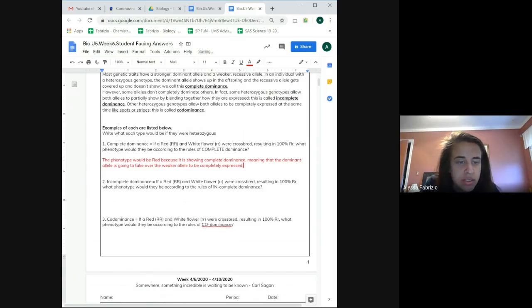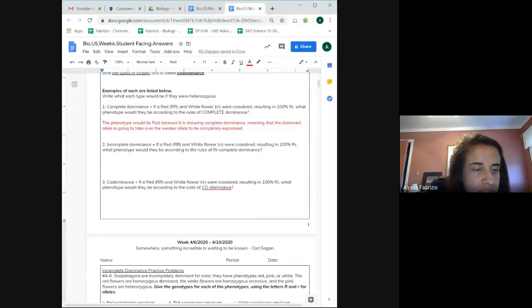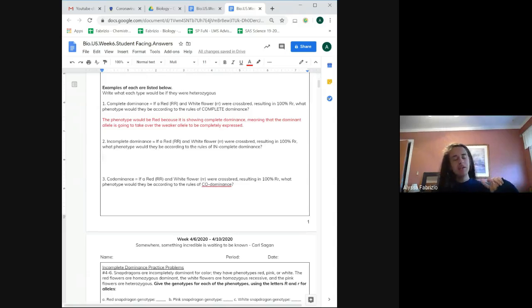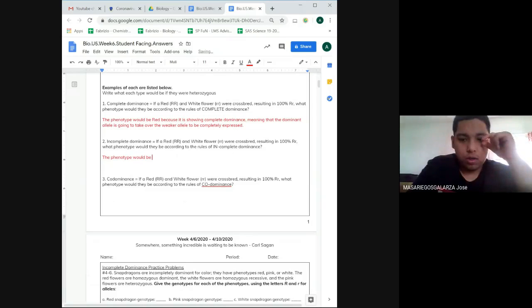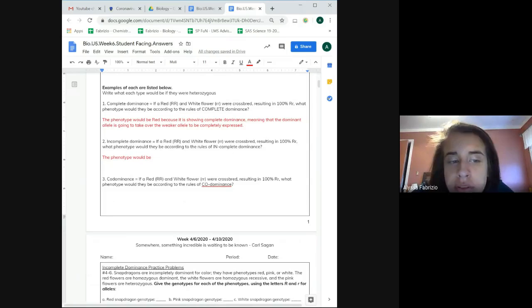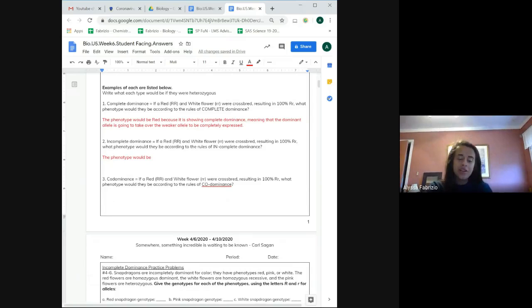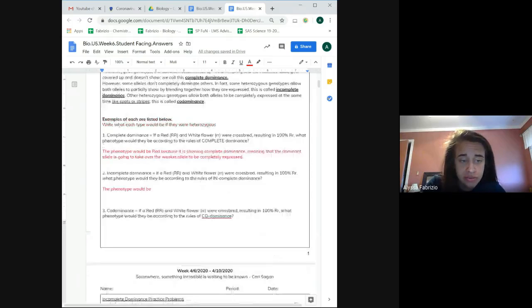Okay, very good. And then what does it mean if we have an incomplete dominant flower and it's got a heterozygous genotype, what would the phenotype be? Wouldn't it be like 50-50, right? I'm sorry? Wouldn't it be like 50-50? Yeah. So what color would it be if it's got a mixture of red and white? Pink. Pink. Good.